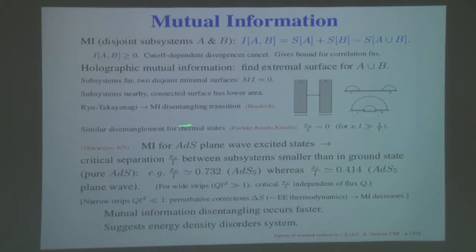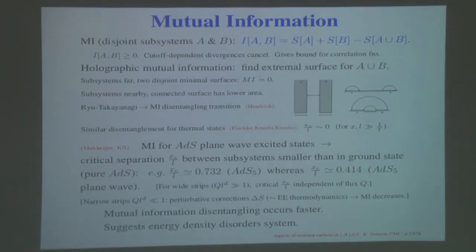And so, Matt Headrick pointed out some time back that the Ryu-Takayanagi prescription automatically suggests that there is a disentangling transition for mutual information, in the sense that when the strips become further and further apart, you see a sharp transition of this kind for mutual information. This is non-zero when the strips are nearby, and it vanishes when they're far apart.